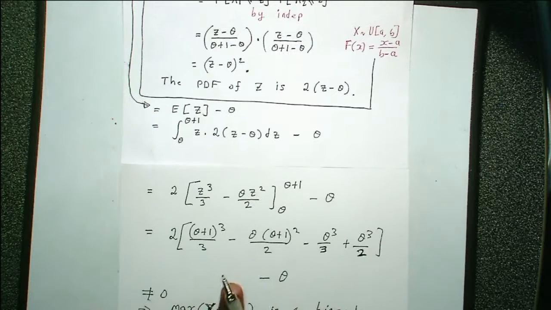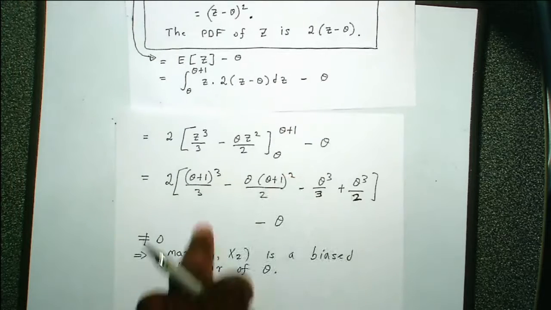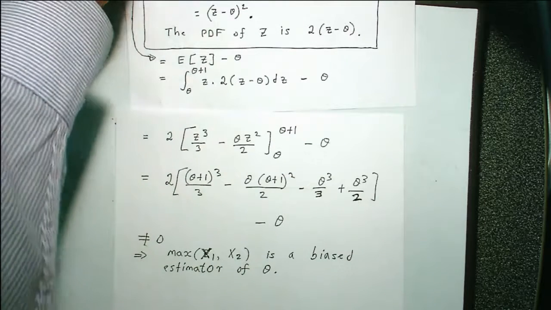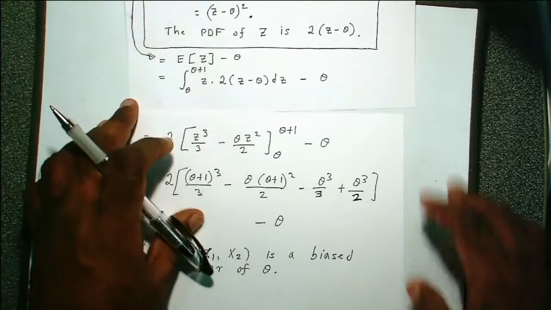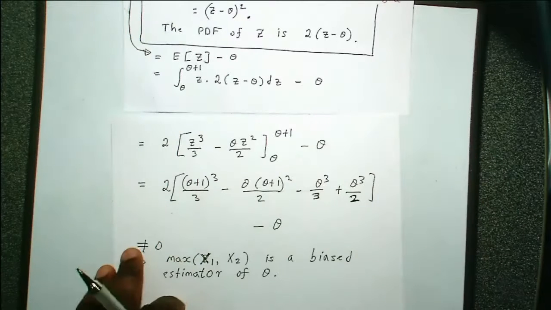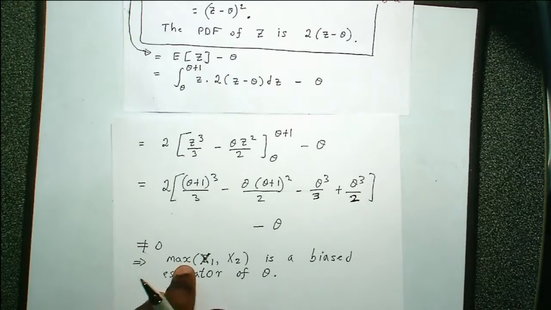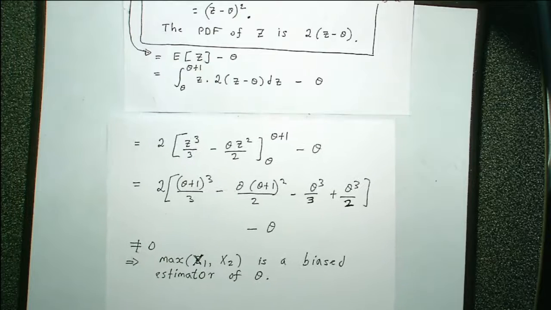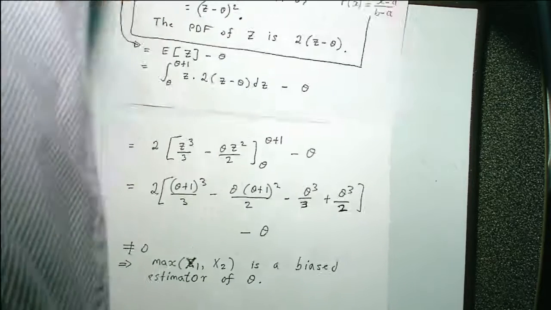Looking at this, it's clear that this expression here cannot be 0, and therefore the max of x1, x2 must be a biased estimator. Okay. All right, guys, so that's example 3. Now, example 4.